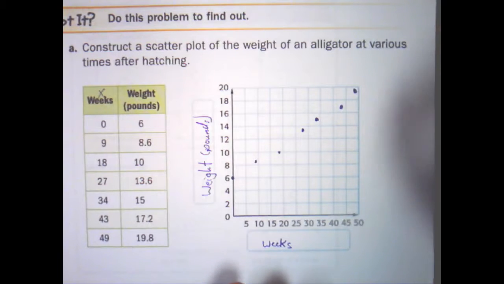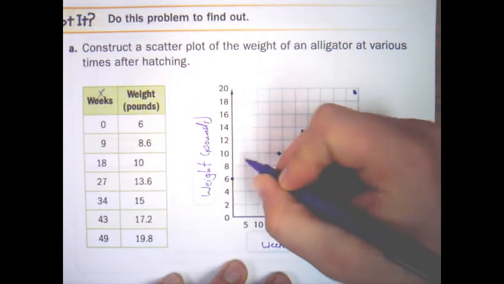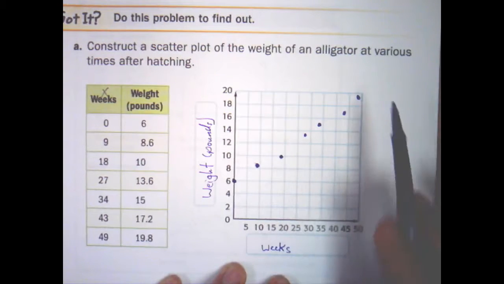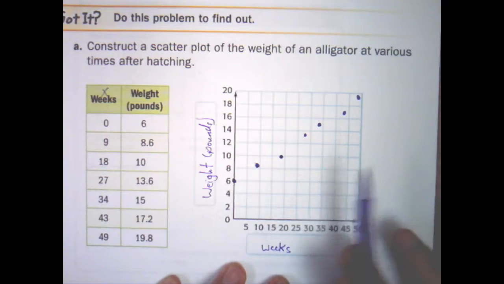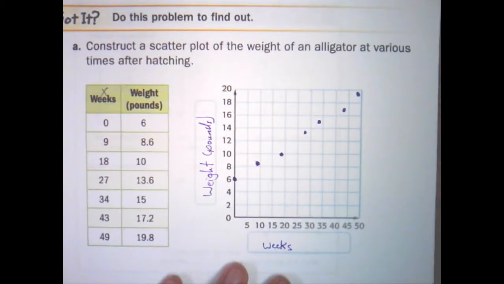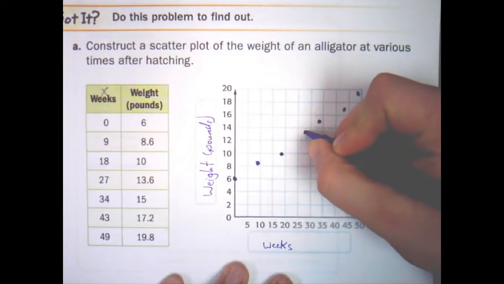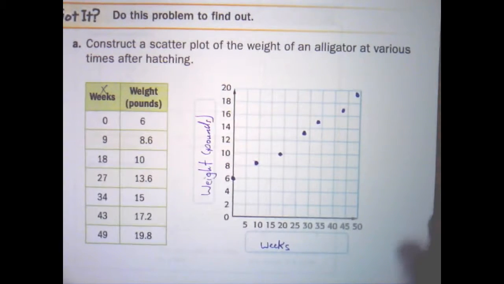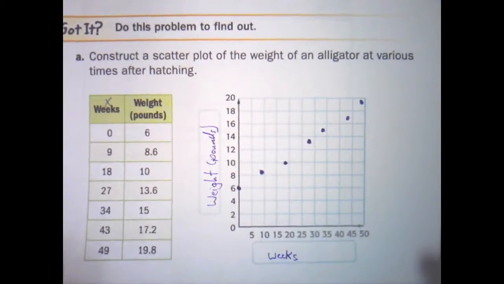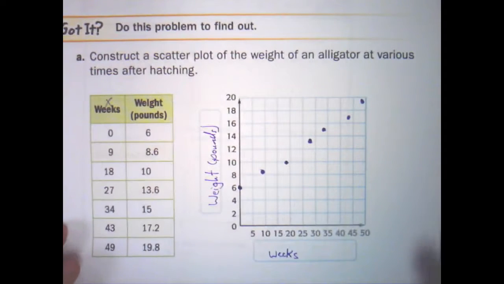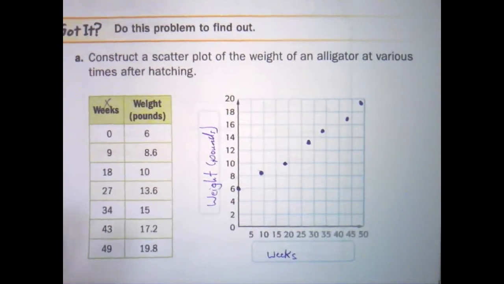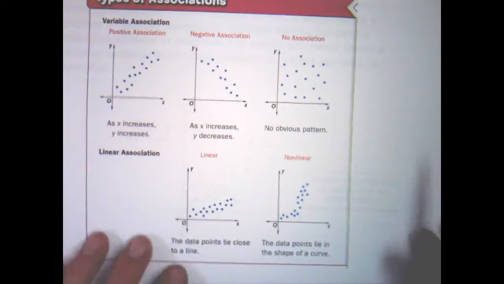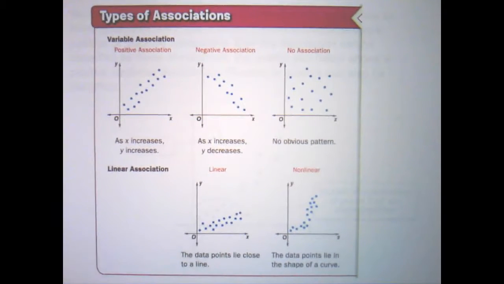Okay, so I'll make these a little bit bigger. Clearly we can see that our data is going up. As the alligator gets older, it's going to continue to gain weight. However, I do believe at a certain point that should probably taper off. Once you reach adulthood, you tend to stop gaining weight at the same rate that you did when you were a child.